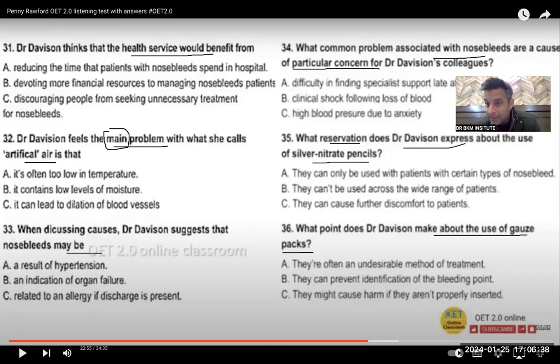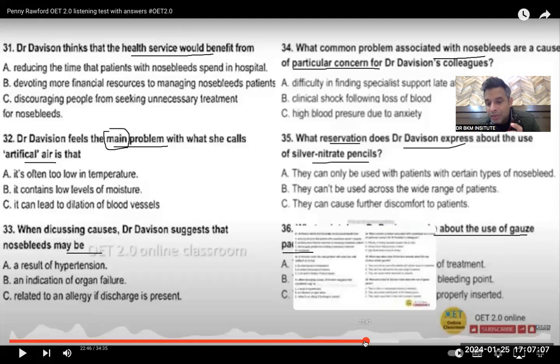And third, why did I not choose C? Because she is saying that there will be exposure of the blood vessels. She is not saying dilation of the blood vessels. That was the reason that I eliminated A and C. But, I don't know, listening is a tough job and you can never be sure. Even reading you will never be sure, but elimination helps you to reach the answer.